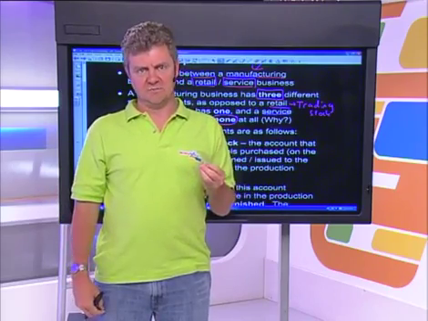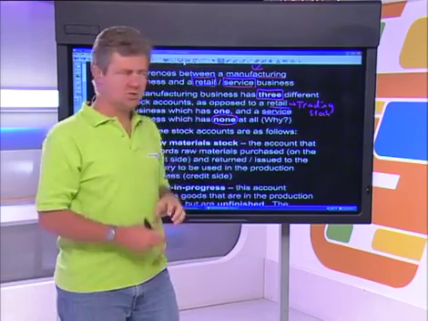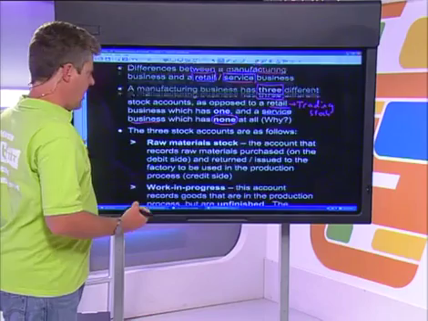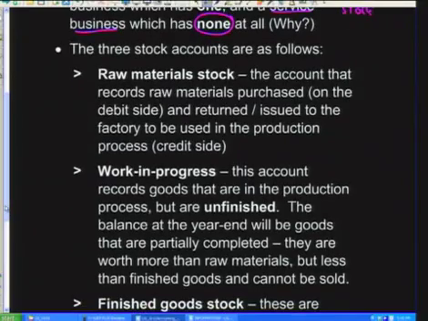And maybe somebody from the audience or a mindsetter can tell us why a service business does not have stock accounts. And we'll answer that question later on. So get those answers in. Okay, so let's look at the 3 stock accounts that exist in a manufacturing business. This is your important theory, mindsetters, so be sure that you understand this well.